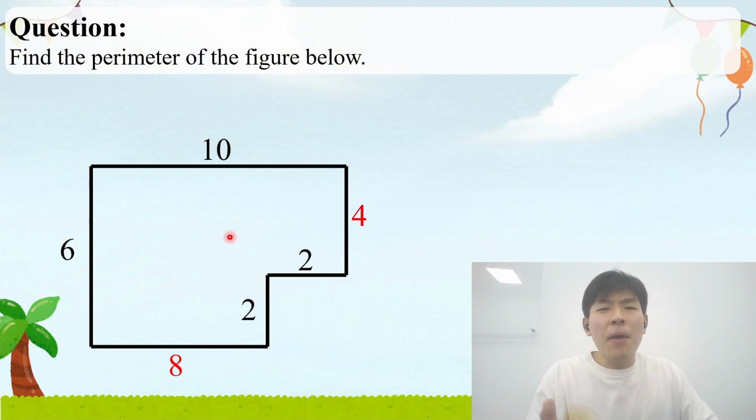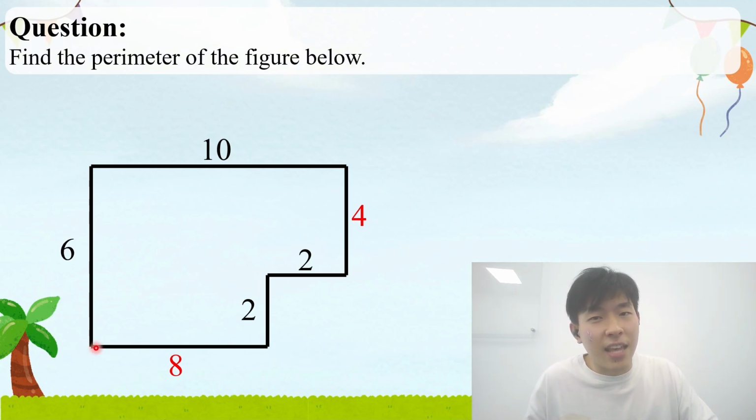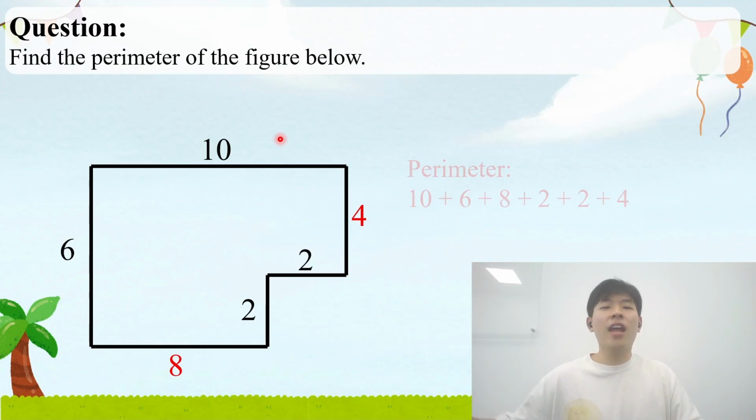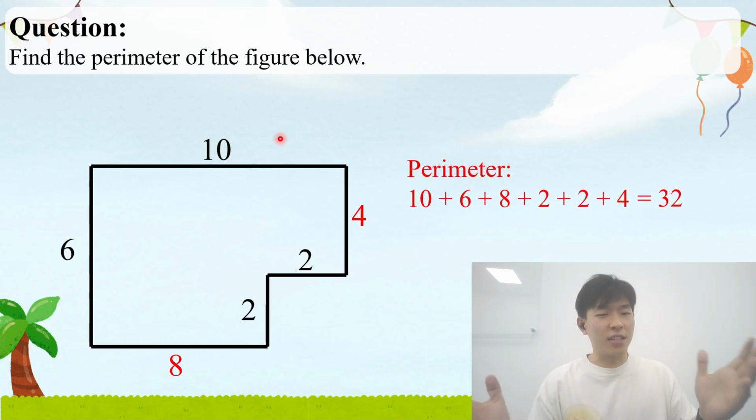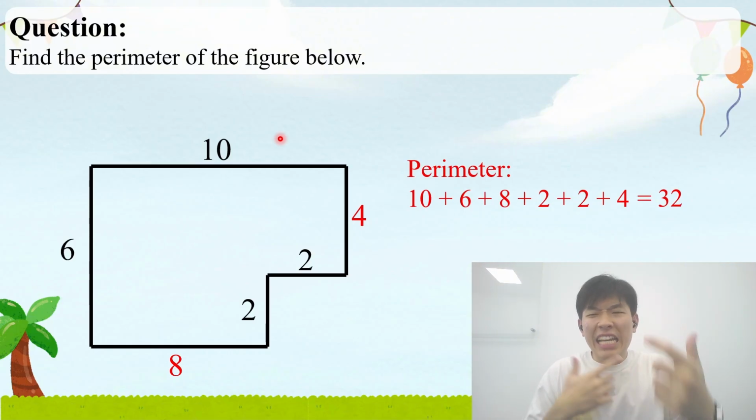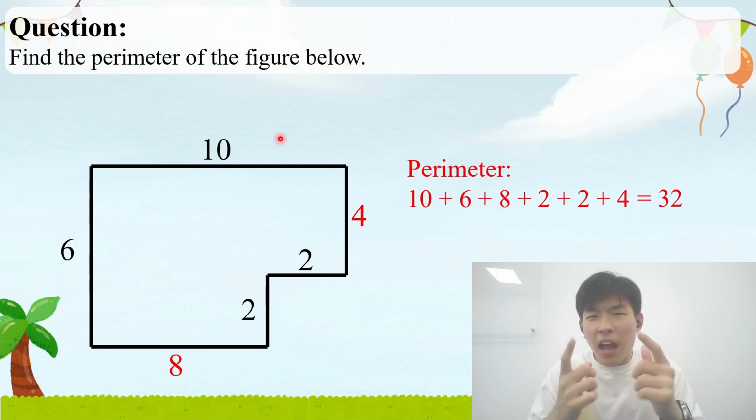So, what is parameter? How to find? Simple. We just need to start, for example, at this point, then just walk, and while walking, just add them all up together: 6 plus 10 plus 4 plus 2 plus 2 plus 8, adding until we get back to the same starting point. If we add them all together, we will get 32. Amazing. Now, if we have a little bit more complicated diagram, how should we solve it?